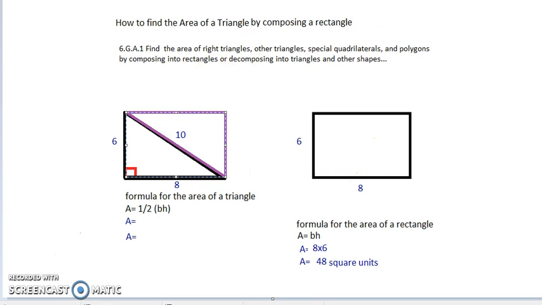And if we take the formula for the area of the triangle, half base times height, we would have half of 8 times 6. 8 times 6 is 48. So half of 48 is 24. So the area of this original triangle is 24 square units.